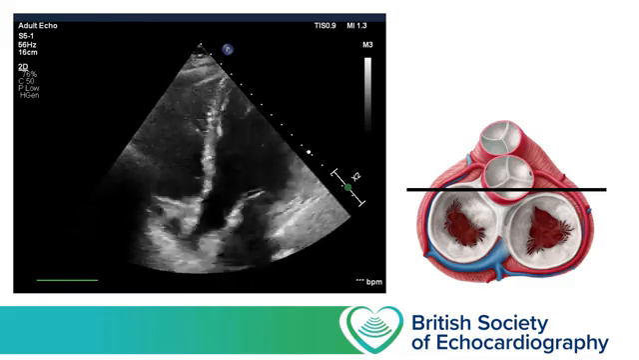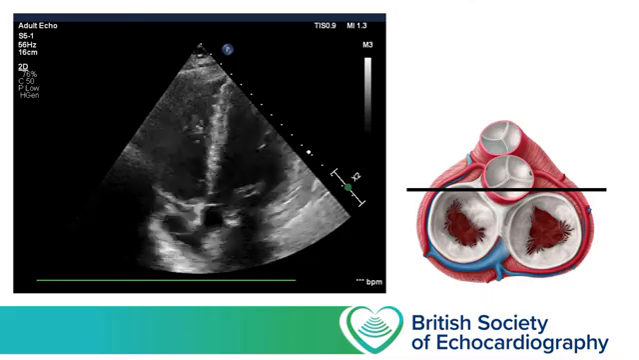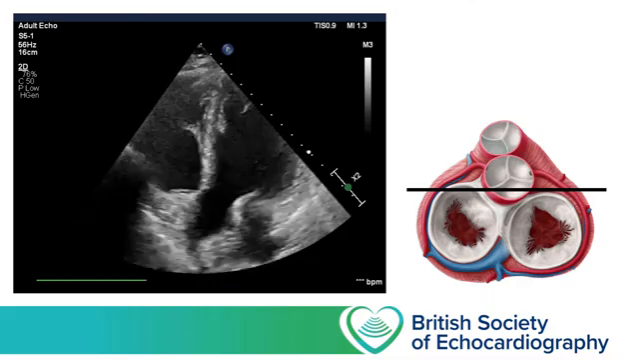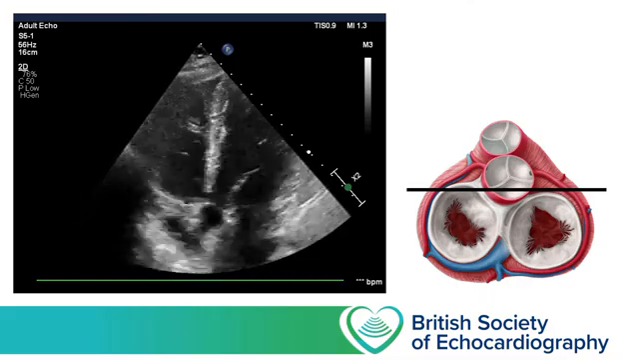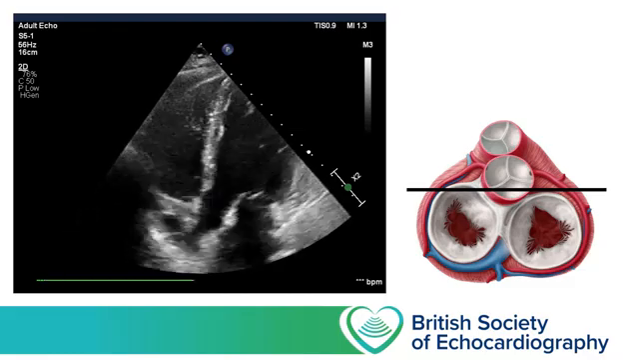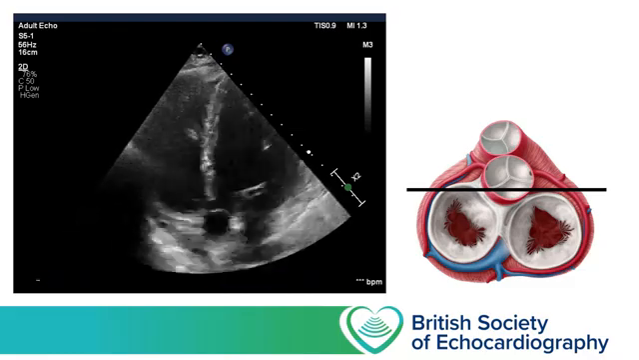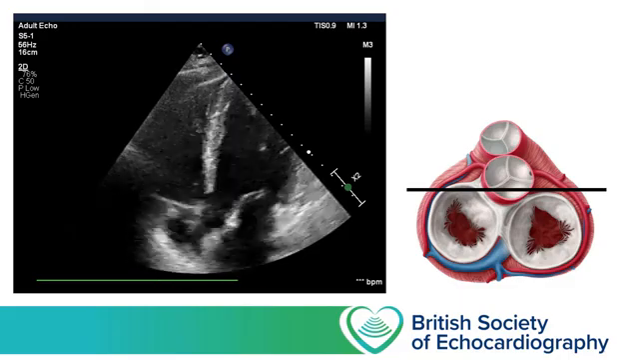And one of the key tenets to imaging a structure clearly is to try and get it as close to the probe as possible. Having said all that, this is a very useful view for us for using colour Doppler, because the flow of blood is much better aligned here with the ultrasound beams than we see in the parasternal position.